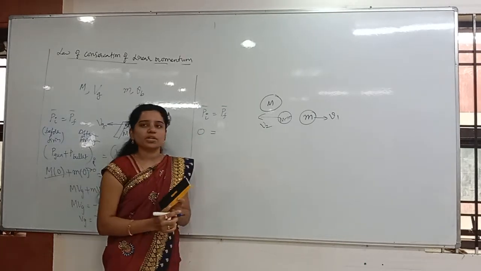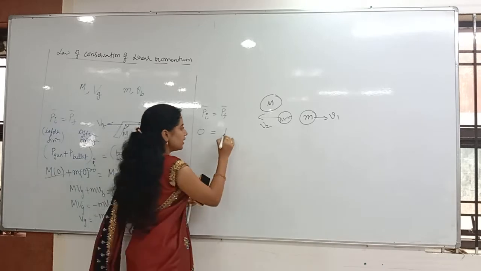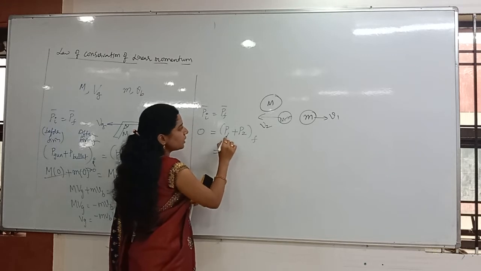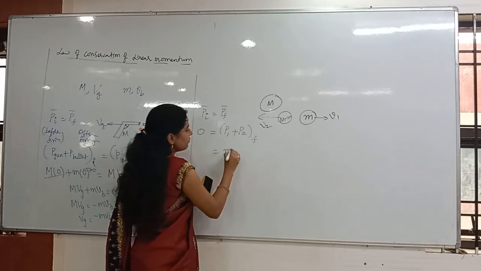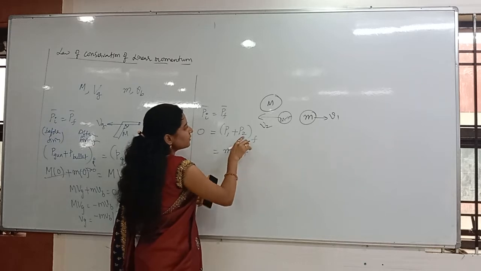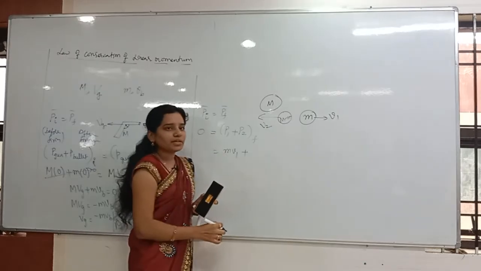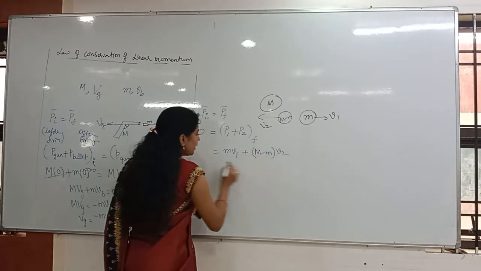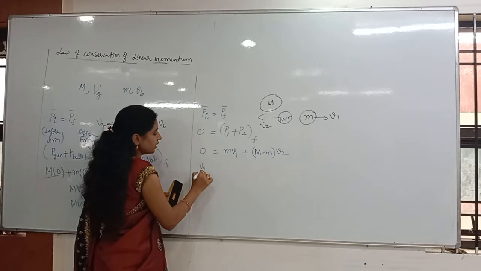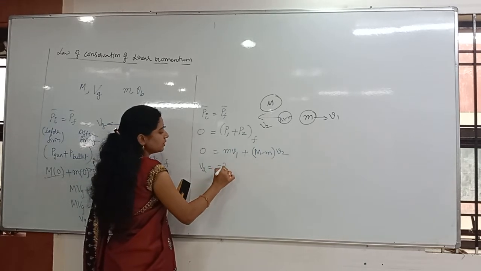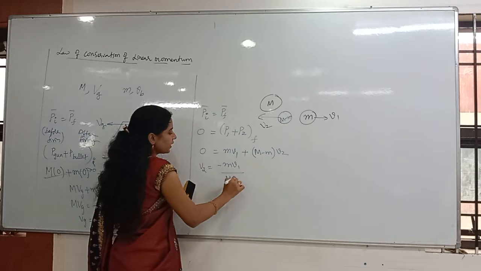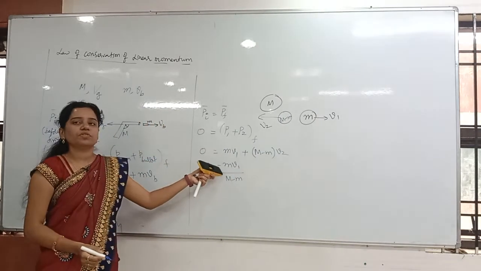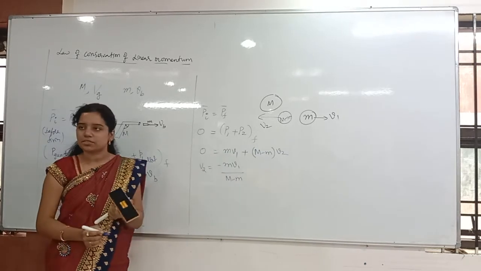After explosion, how many bodies are there? Two bodies. So the momentum of the first one plus the momentum of the second one: the mass of the first one is small m, so m v1, plus the mass of the second one, capital M minus small m, into V2. That V2 only you have to find out. So from here clearly I can write that V2 is equal to minus m V1 by capital M minus small m. I said in the problem itself it is moving in the opposite direction, so only we got minus here. Correct?